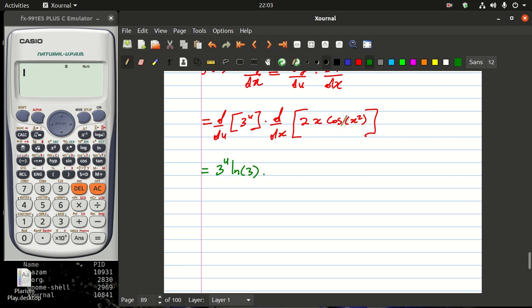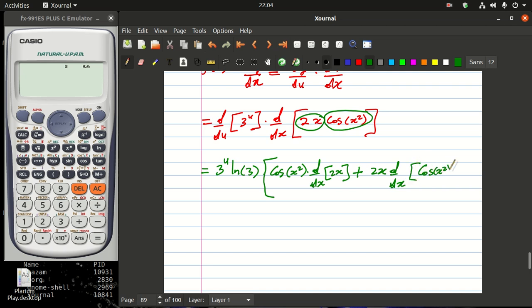And then this part here, I have this function here and is multiplied by that function there, so I have to end up using the product rule because I have two functions being multiplied together. So I'm going to open some big brackets here. So I keep the second as it is, cosine of x squared, and then I multiply by the derivative of the first, which is just 2x, and then plus I keep the first, which is 2x, and I multiply by the derivative of the second, which is cosine of x squared.